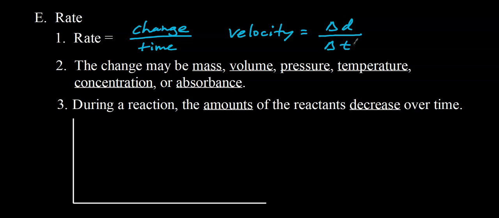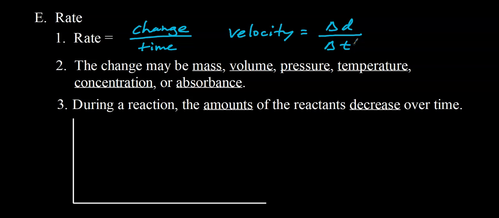So distance over time is velocity. So what is rate in the context of a chemical reaction? Well, rate refers to the time it takes for a reaction to occur. Now, the change that can be measured can be lots of different things.